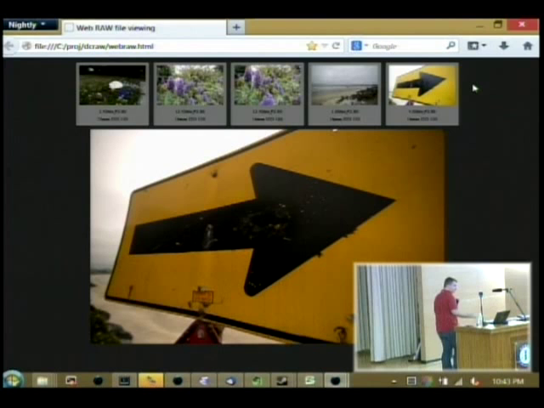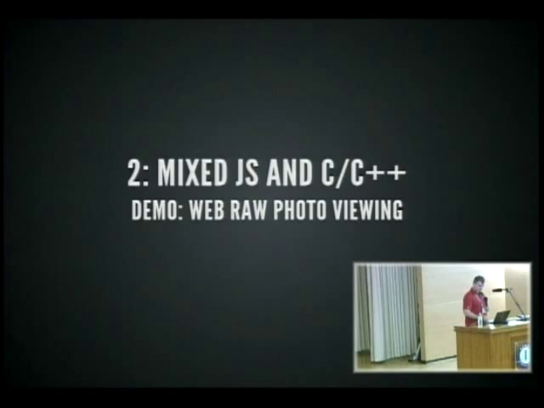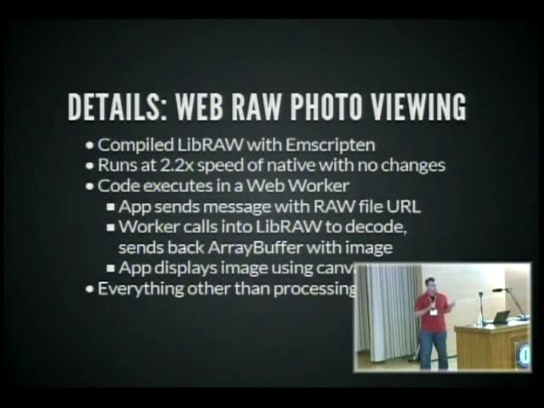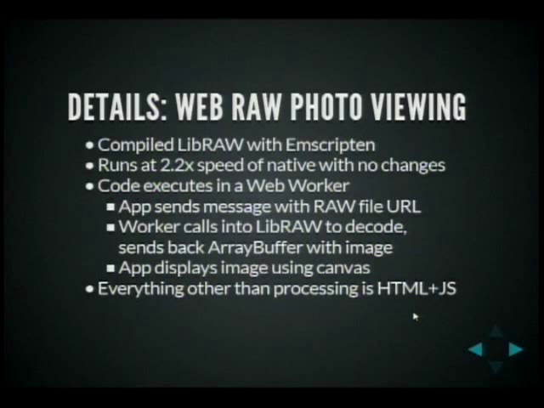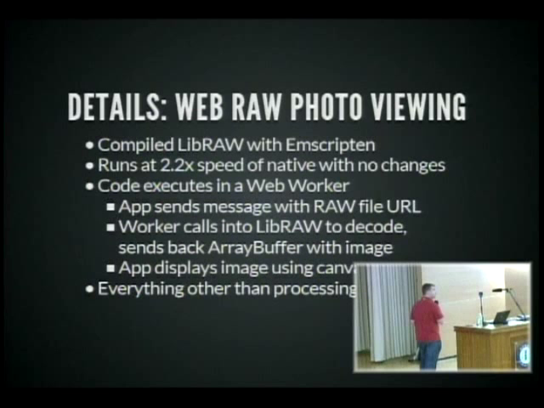Let me close this up. There we go. So like I said, I compiled LibRAW with Emscripten. The code for LibRAW executes in a web worker. I wanted to do that because I didn't want to block the main thread. As you saw, it still takes about 3 or 4 seconds to process the image data. But by putting all this in a web worker, you can take advantage of multi-threading and let the main browser still be fully responsive and just wait for the result. And any Emscripten compiled code works just fine in a web worker.